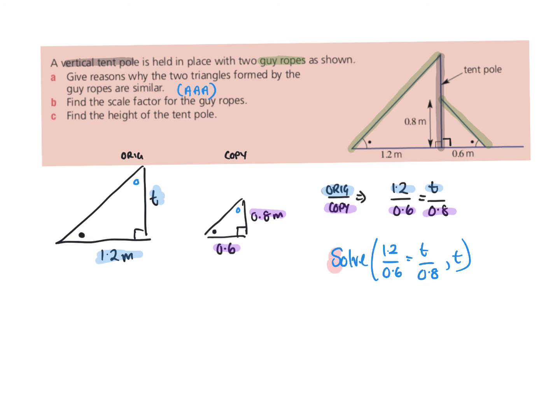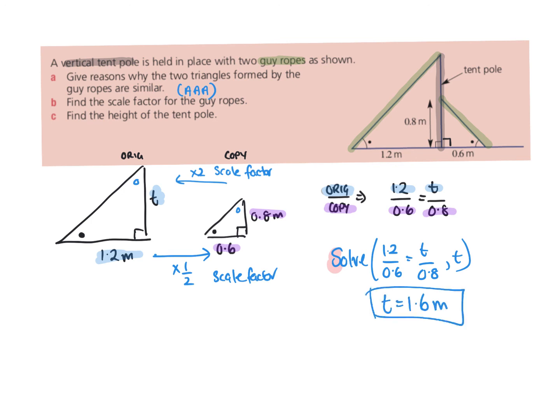Oh, they did want the scale factor. Sorry, I missed that. It depends which way we go. If we go from the big one to the small one, it looks like it's halved, isn't it? So we'd say a scale factor of a half. That's why I don't really like these questions, because they're not saying which way we are going. If we went that way, the scale factor would be timesing by 2. So when they ask you that, put both ways. So what was our tent pole? Did anyone solve it? All right, so we get the tent pole to be 1.6.